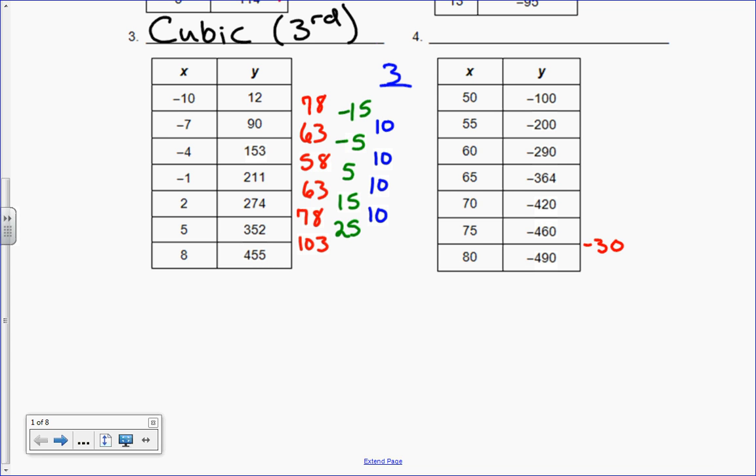And I got negative 460 minus negative 420, which gives me negative 40. And negative 420 minus negative 364 gives me negative 56. Negative 364 minus negative 290 gives me negative 74. Negative 290 minus negative 200 gives me negative 90. And negative 200 minus negative 100 gives me negative 100. Obviously, those don't match, so I would go to the second set.